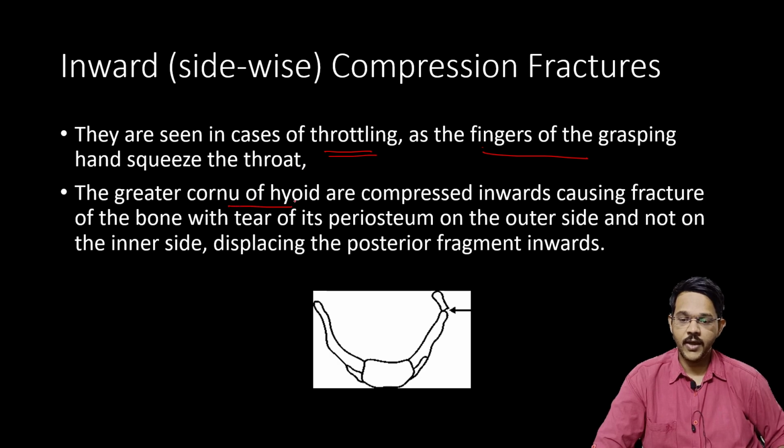The greater horns of the hyoid are compressed inwards, causing fracture of the bone with a tear of its periosteum on the outer side. The periosteum, which usually covers the bone as a thin layer, is torn on the outer side and not on the inner side, displacing the posterior fragment inwards. On the inner side, the periosteum will be intact and the fragment will be displaced inwards.